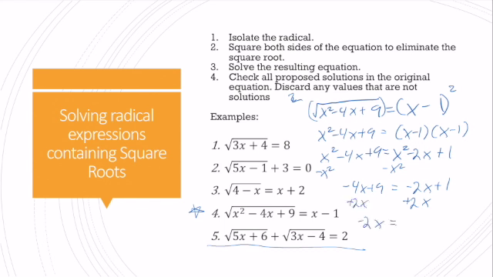So I have negative 2x plus 9 equals 1. I subtract 9 from both sides. Negative 2x equals negative 8. So x equals 4. I'm going to leave it to you to check your solution in the original equation.